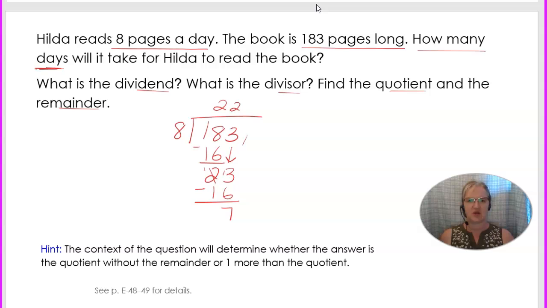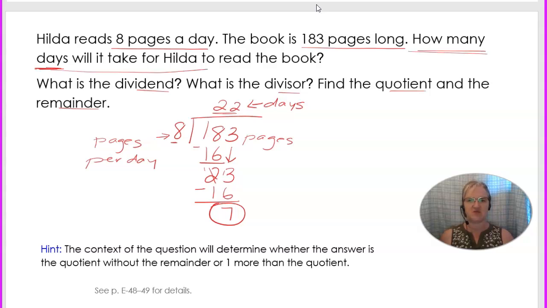So 183 pages in the book, 8 pages per day, will mean that she'll have to use 22 days to read the book. But wait a minute. If she only reads for 22 days, and she reads 8 pages each day, there will be 7 pages left over. Our question is, how many days will it take for Hilda to read the book? So we want her to finish the book, not almost finish the book. So we need to add 1 more day. So it will actually be 23 days.